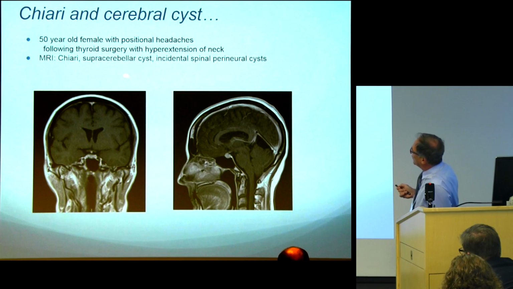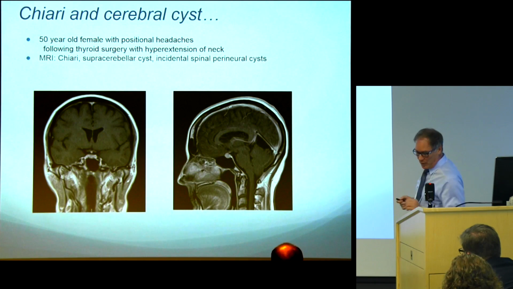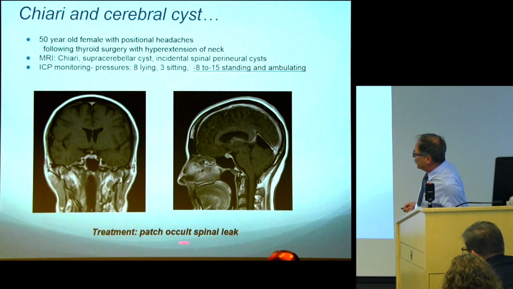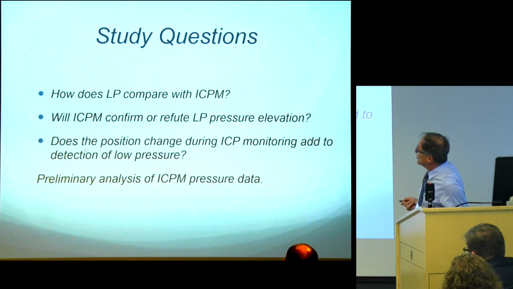The MRI showed the Chiari, the suprasellar cyst, and some incidental spinal perineural cysts, because we do screen with imaging as well. So in this case, we were suspicious of a spinal leak, to do the patching, to do the dynamic CT myelogram, find the CSF leaks, and also treat them. That was the treatment she needed.